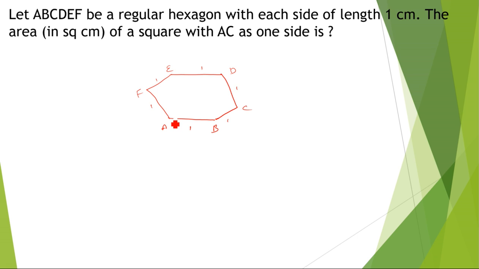And we have to find the area of the square whose side is AC. So once we find this AC length, the area of the square will be AC square. So the main task is to find the length of AC. So how to solve this? Since we know that this is our regular hexagon, we will solve this by the first method. We will take this triangle ABC.